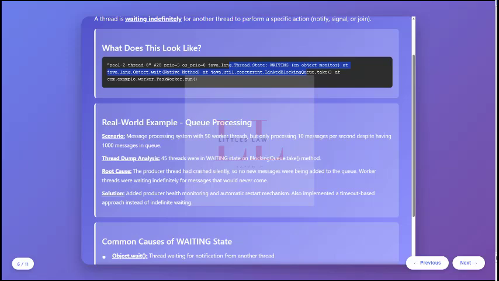So the common causes of the waiting state include Object.wait, Thread.join, and BlockingQueue.take, because these are all scenarios where one thread is waiting for another thread to do something.